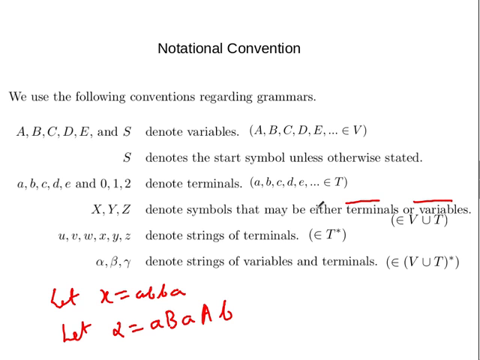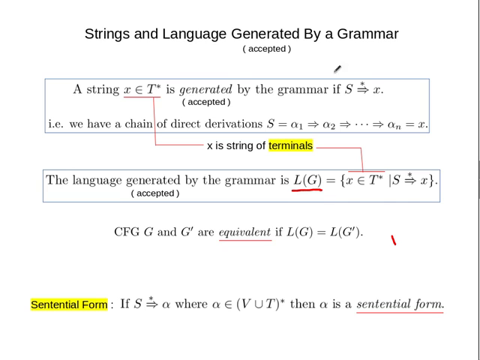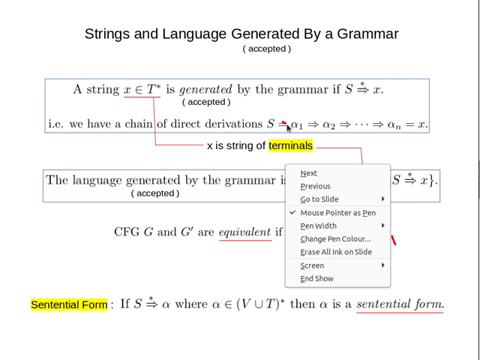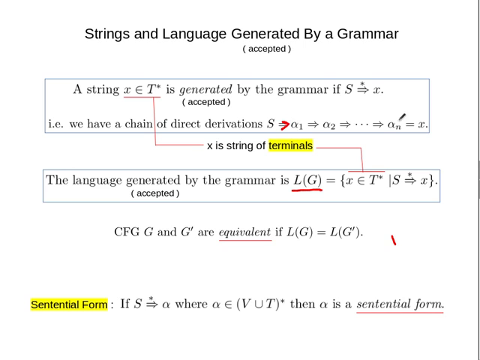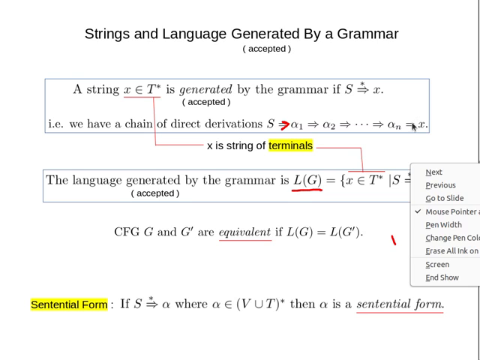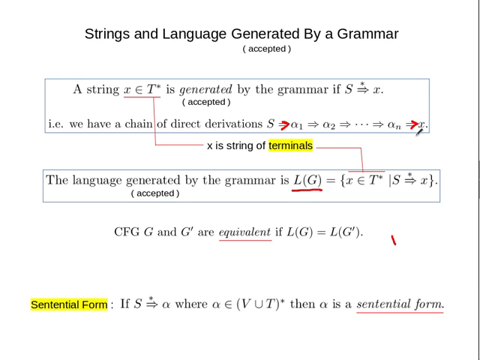Okay, so now we have formally defined this. Okay, so this is not equal to this, this is direct derivation. Okay, so just make this correction. So yeah, we have formally defined this, and with that formal definition we can formally define this also. So what we mean by this string of terminals is generated by the grammar, and what we mean by the language generated by the grammar.